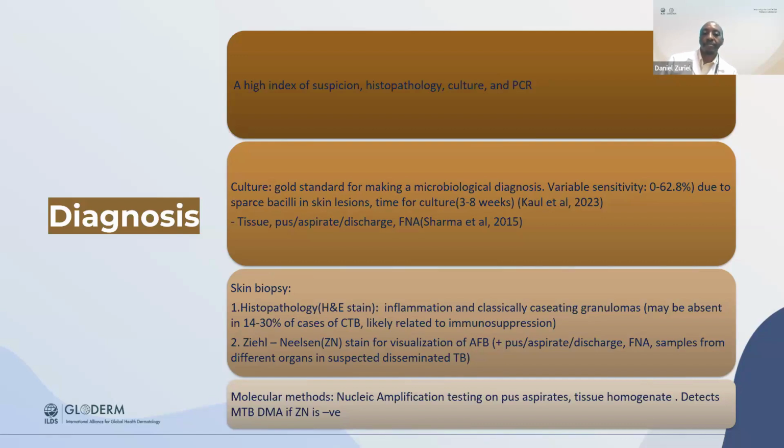Finally, now important, we have the molecular methods, where we're using nucleic acid amplification testing on pus aspirates and tissue homogenates, where we homogenize tissue collected. This is able to detect Mycobacterium tuberculosis in cases that were negative on routine tests. So that's an important aspect in the diagnosis.